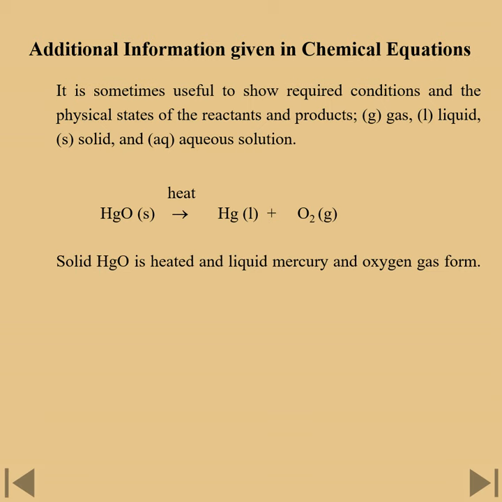Now, special reaction conditions are often written above and or below the reaction arrow. So that heat was required, or a certain temperature, or a catalyst, or you did this under a blanket of nitrogen, or something like that.